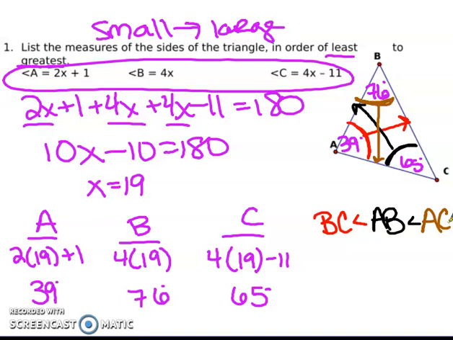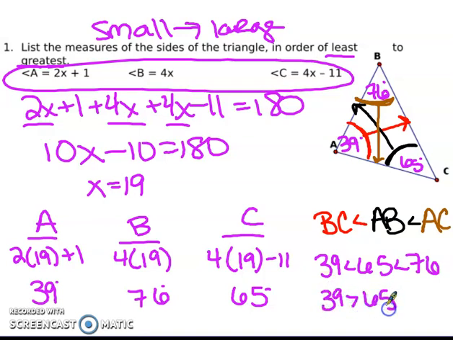It's like saying I had on here 39 is less than 65, which is less than 76. Well, that holds true. If I had written 39 is greater than 65, we know that that's not true, so we can't write it that way.